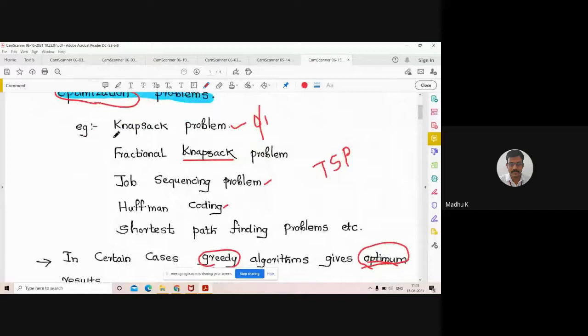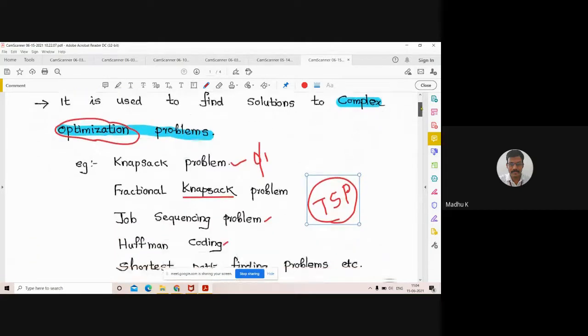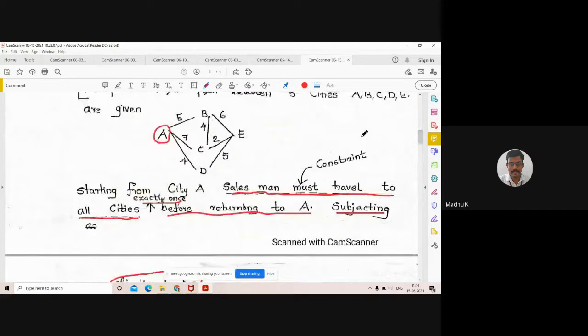For example, the knapsack problem, fractional knapsack, job sequencing, Huffman coding, shortest path, and TSP are all this type of problem. Each problem has some constraints. Additionally, there will be an objective function, and that objective function should be maximized or minimized. That type of problem can be solved using the greedy approach. The best example is TSP.